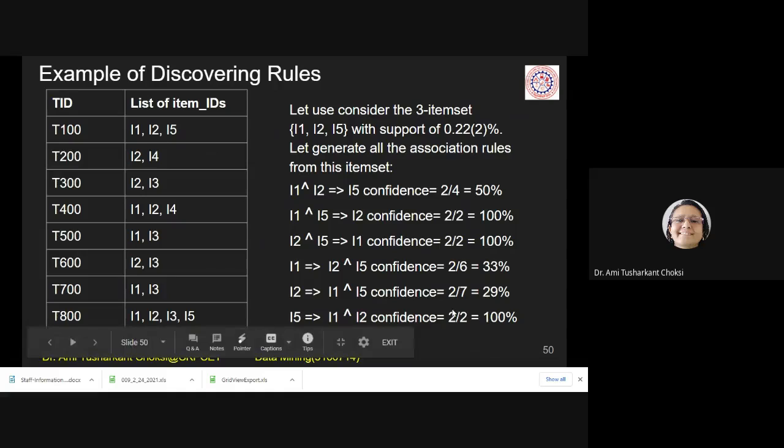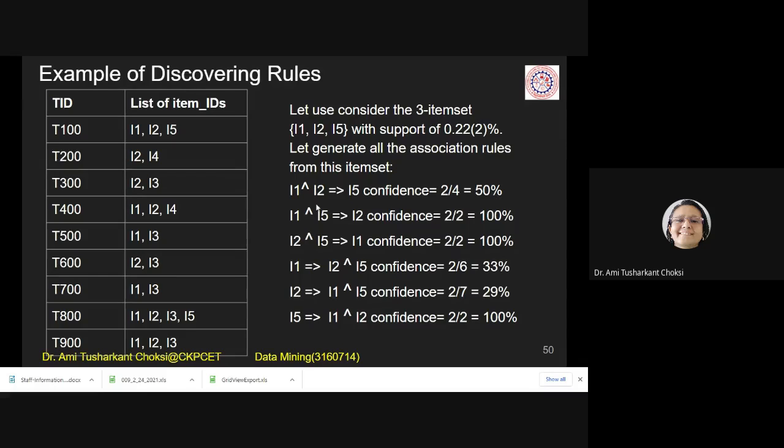but if I tell you that minimum confidence for this problem set is say 50 percentage, so what we can say is this rule is acceptable because the confidence of this rule is greater than or equal to minimum confidence. Fine. So if the minimum confidence for this problem is 50 percentage, we can say this rule is acceptable.